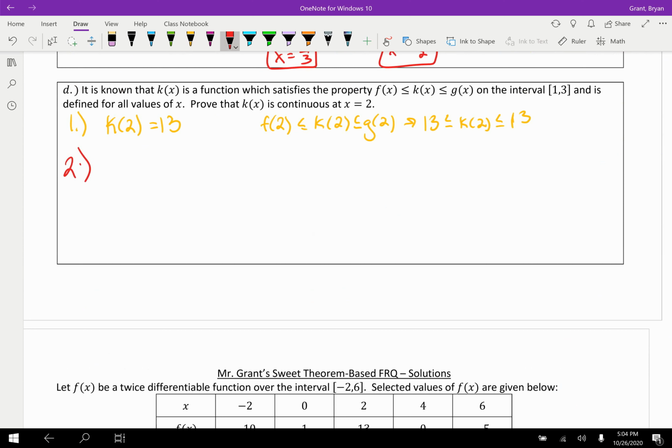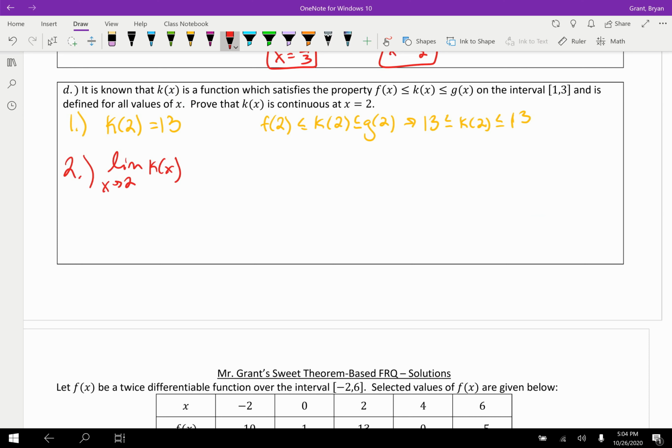Next up, we have a limit, because in order for a function to be continuous, not only does there have to be a point there, we also need to find a limit there. So the limit as x approaches 2 of k of x. How do we find limits? Ugh, this one's kind of weird.